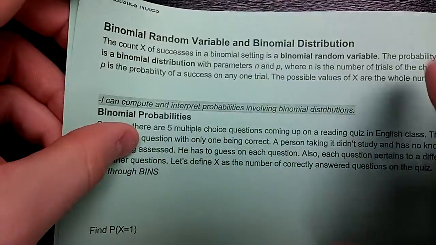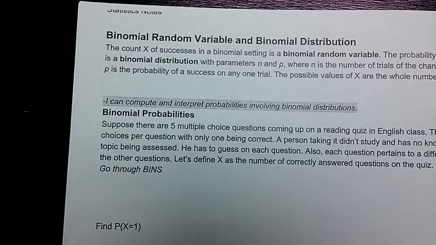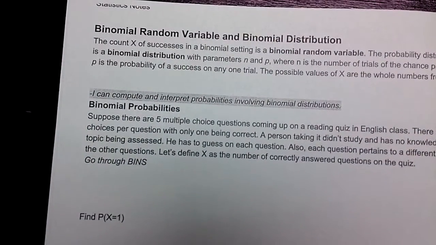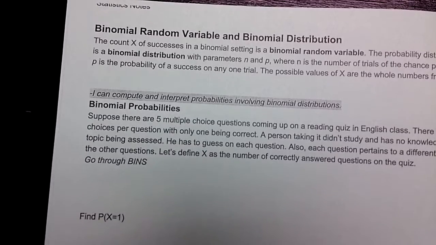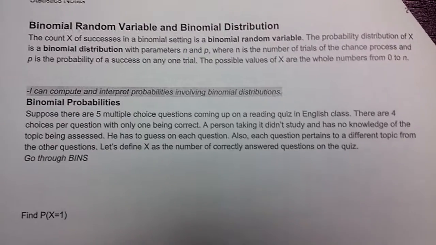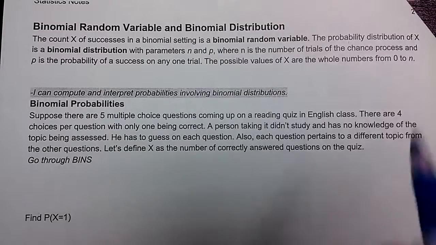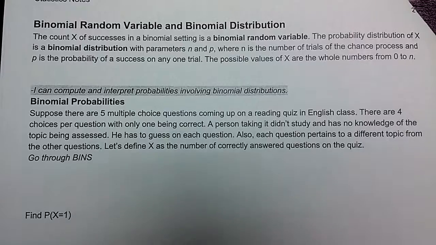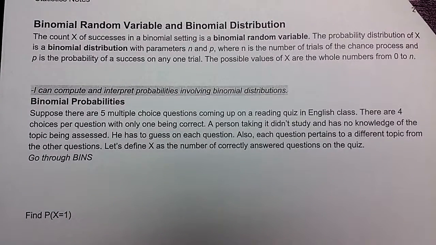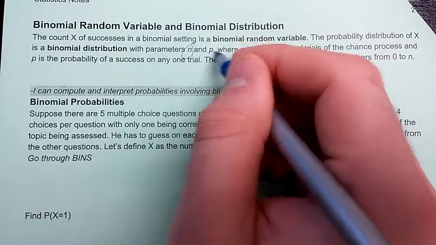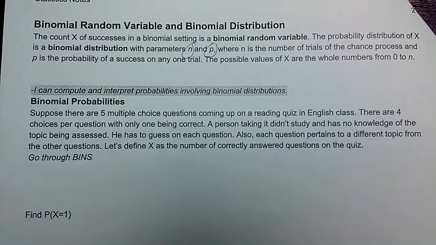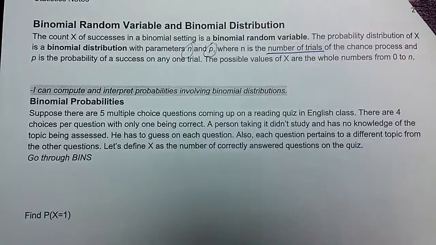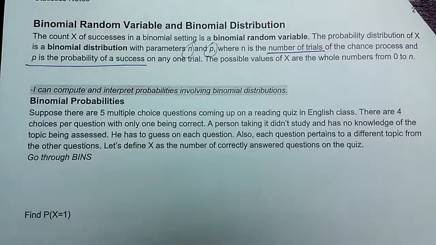So, binomial random variable and the binomial distribution. If X is the count of successes in the binomial setting, we call that a binomial random variable. So X, just like we did before with random variables and distributions. The probability distribution of X is a binomial distribution. So it's a very simple name. It's a binomial random variable. Instead of a probability distribution, we call it a binomial distribution. There are two important parameters, n and p. n is the number of trials in the chance process, and p is the probability of success.